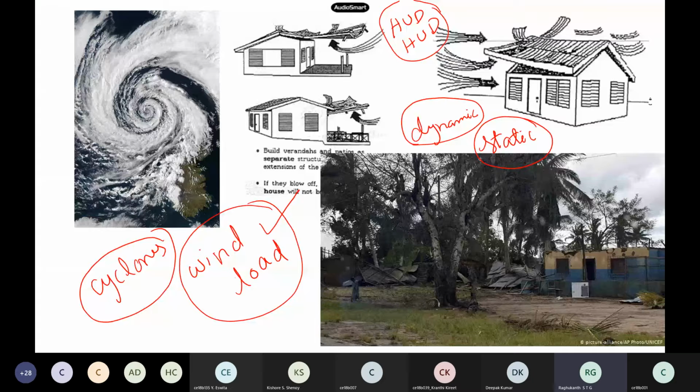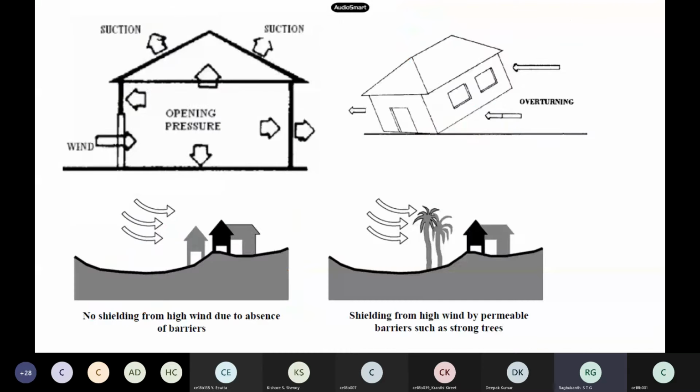Whenever there is a cyclone, the verandas, the roof, and other things just go away because of the huge wind speeds. So now let us see how to calculate this wind load. I will just brief you on how to do the wind load easily.